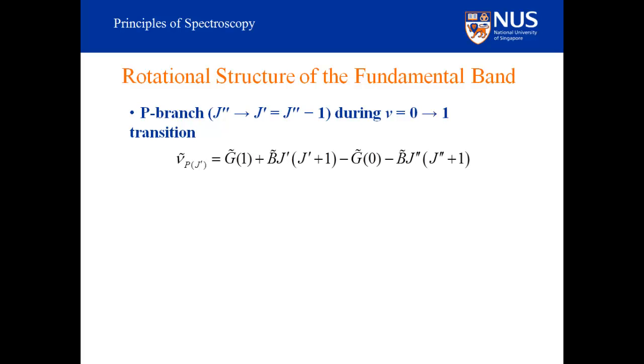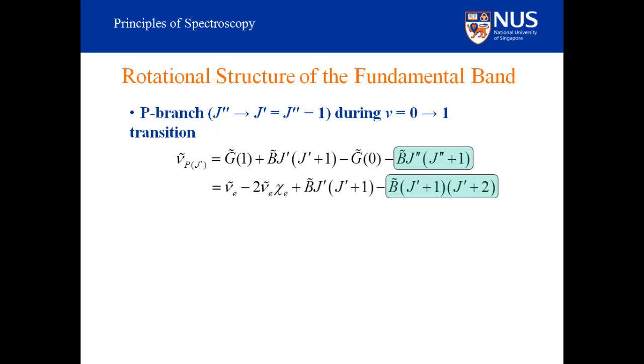This means that I can write down the frequency of any line in the P-branch. Here is the total rotational-vibrational energy of the final energy level. And here is the total rotational-vibrational energy of the initial energy level, which I'm subtracting to find the difference, which will be the frequency of the spectral line.